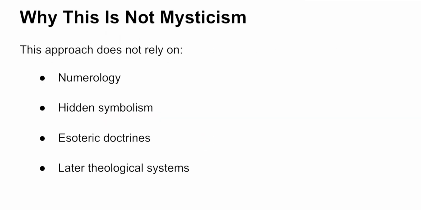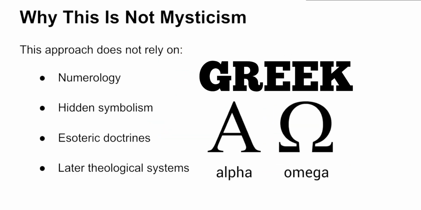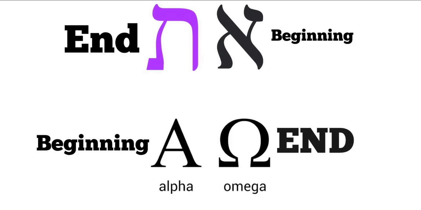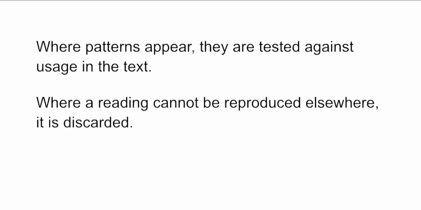Why this is not mysticism. This approach does not rely on numerology, hidden symbolism, esoteric doctrines, or later theological systems. Instead, this method relies on the structure of the Hebrew language itself, root behavior across the texts, grammatical patterns, and consistent functional logic. Where patterns appear, they are tested against the usage in the text. Where a reading cannot be reproduced elsewhere, it is discarded.